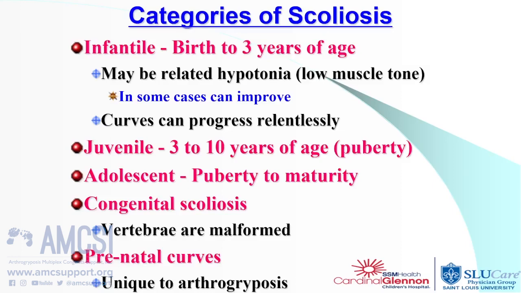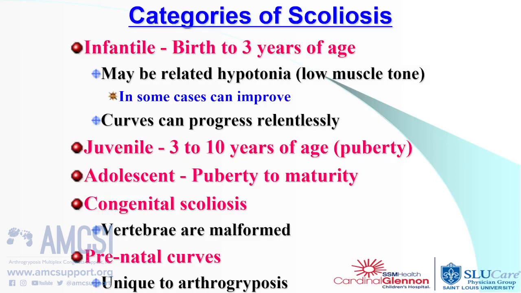What we do see, though, are babies who were born with curves. And we had a hard time giving them a good term. So now the term we use is a prenatal curve. It's not a congenital curve. Yes, they're born with this, but a congenital curve means you have vertebrae that are malformed.